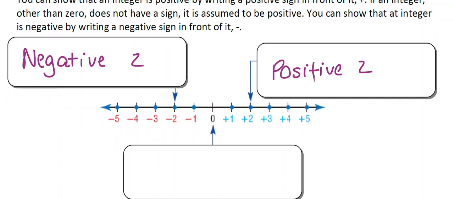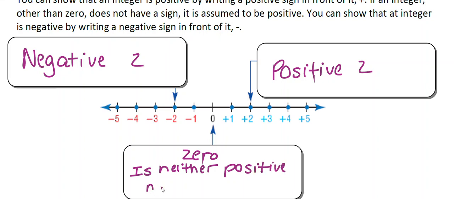Now 0 is interesting because 0 is neither positive nor negative. It's neither of them. 0 just sits in the middle as the balancing point of the number line, where the positives change over to the negatives.